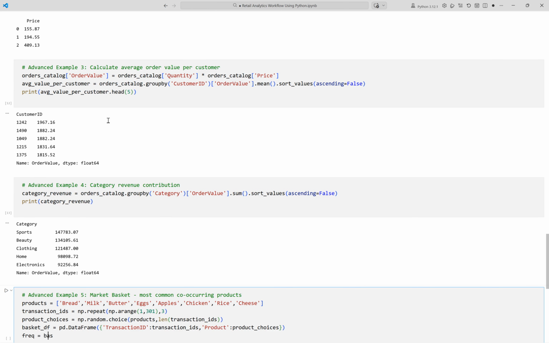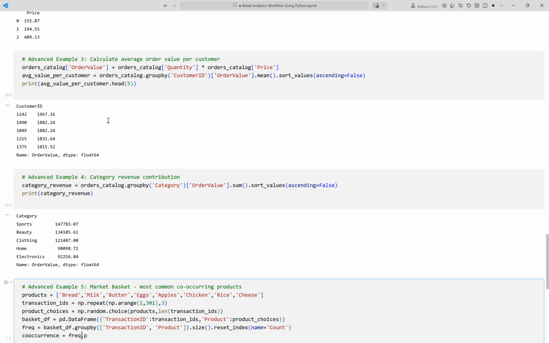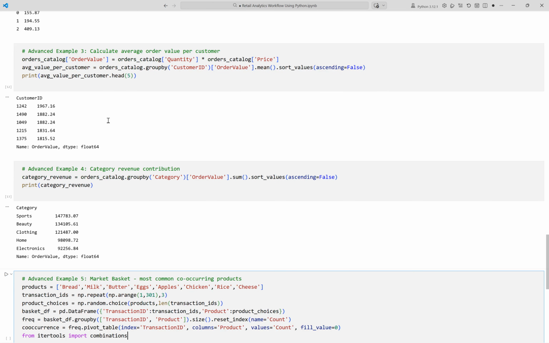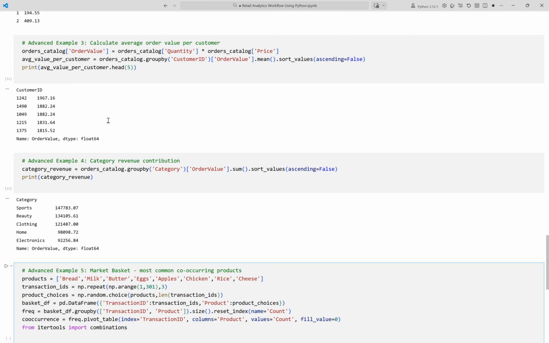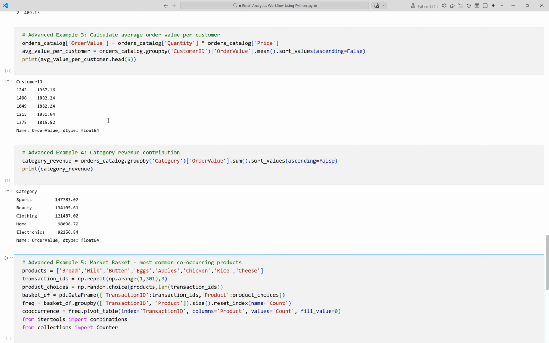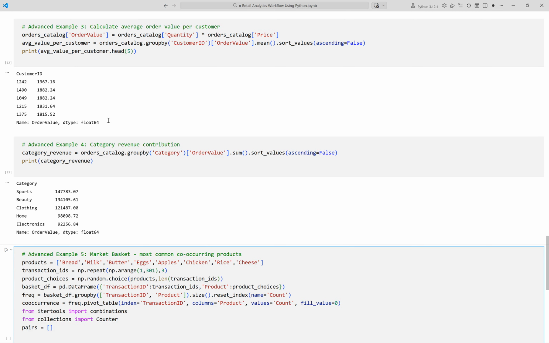We count occurrences of products within each transaction. We pivot to a wide format for pairs analysis. We import combinations from itertools to find product pairs. We import Counter for frequency tallying. We create a list to store product pairings.